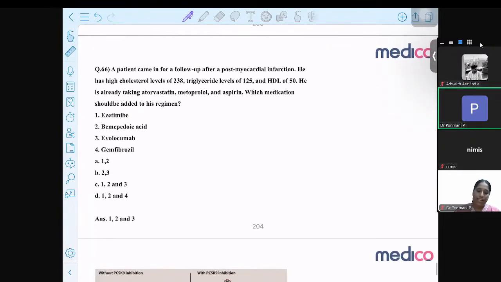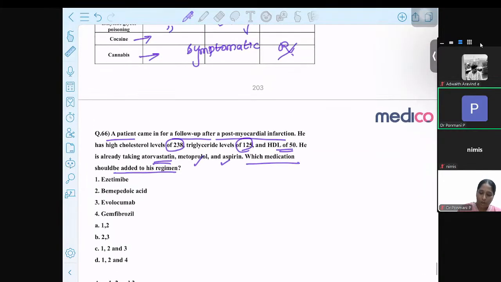Now moving into the next question. A patient came in for a follow-up after post-MI and his cholesterol is 238, triglyceride is 125 and HDL is 50. So look at the list of drugs he is taking. He is already on a statin, which is atorvastatin, and he's on metoprolol and aspirin. Since his triglycerides and cholesterol are not controlled, they're asking which medication should be added to his regimen. Okay, so they have listed you a list of drugs, which is ezetimibe, bempedoic acid, evolocumab, and gemfibrozil.